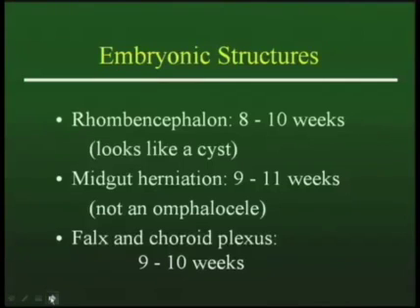A couple other anatomic structures of some usefulness is the rhombencephalon, which is visible about 8 or 10 weeks. This is an important structure to recognize because if you're not familiar with it, it can look for all the world like an abnormal cyst or even a defect within the fetal or embryonic skull. But it is in fact a normal structure. Midgut herniation occurs between 9 and 11 weeks, so be very careful about making the diagnosis of omphalocele before about 12 or 14 weeks. And then there's the falx and the choroid plexus, which appear about 9 or 10 weeks.